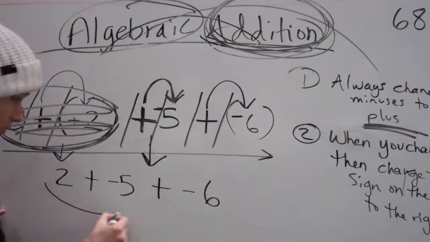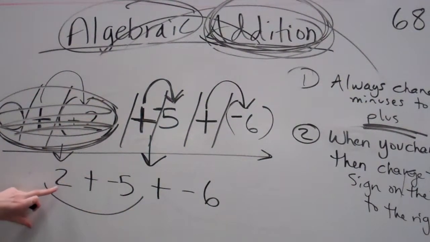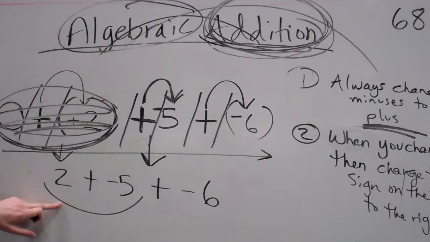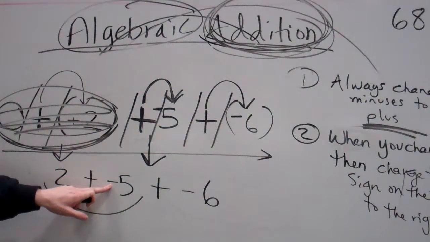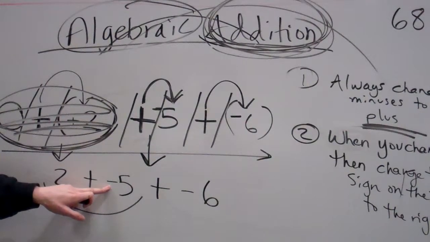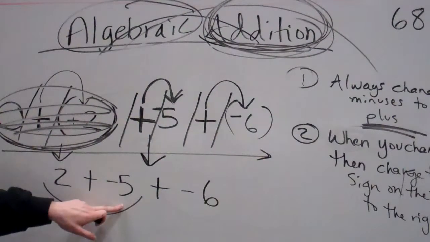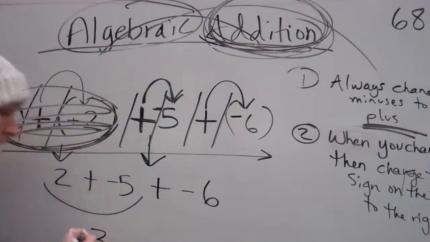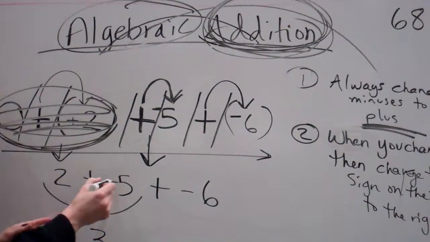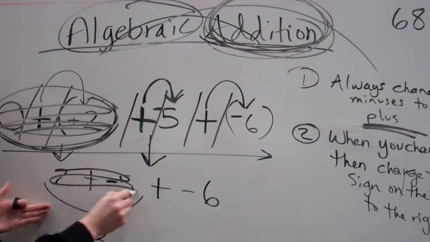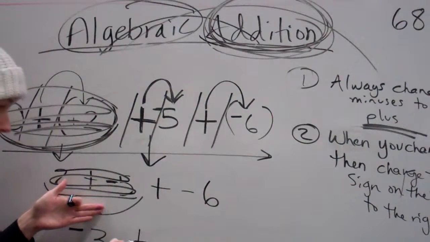Now, let's do this problem. Do I have same signs or different? Lane? Different. I have a positive and I have a negative. What am I going to do when they're different? Subtract. 2 from 5 is 3. And after I subtract, I do what? Take the sign of the biggest number. My biggest number is a 5, so I'm going to put a negative. Okay? So now I answered this one, and then I'm going to bring everything else down.